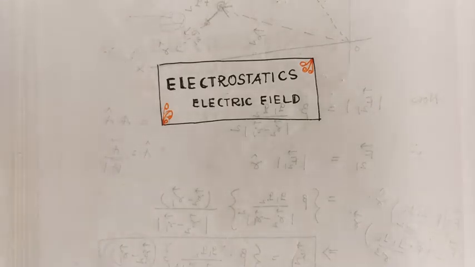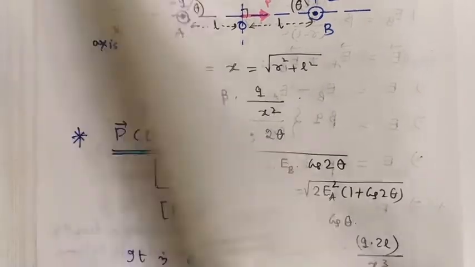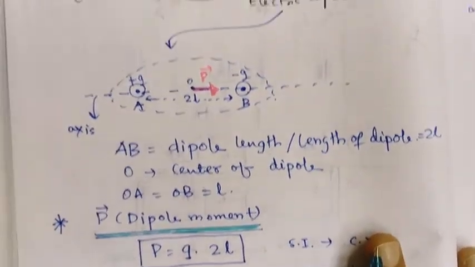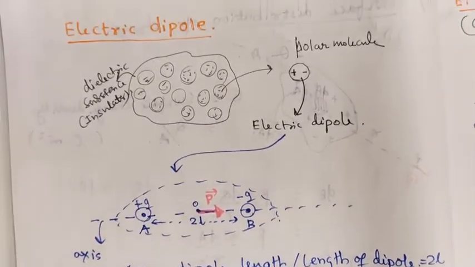Hello my dear students. Today we will continue our electrostatics of electric field. In the previous class we studied the electric field of a single isolated point charge. Now we will extend our study. We have to study the electric field of an electric dipole. First we will go over what an electric dipole is, then we will discuss the electric field of the electric dipole.